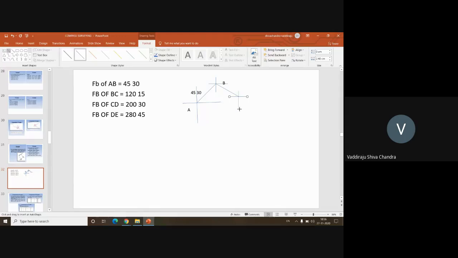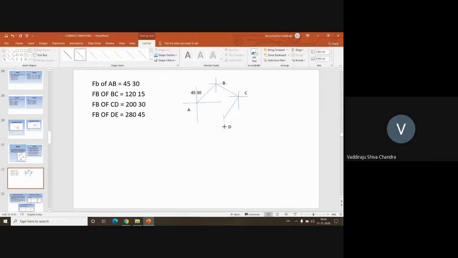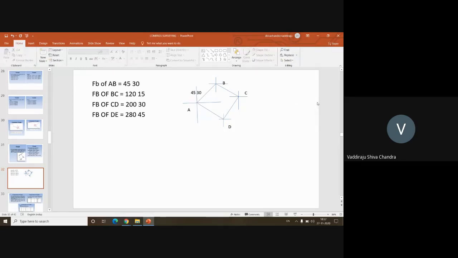Forebearing of CD is 200 degrees 30 minutes. Which quadrant? Third quadrant, sir. So where is the third quadrant here? This is the third quadrant, right? So this is C and this is D. Then forebearing of DA is 280 degrees. Which quadrant? Fourth, sir. So if I draw a quadrant here, it comes in the fourth quadrant. Simply join this. So this is how you need to draw the diagram based on the given bearings.